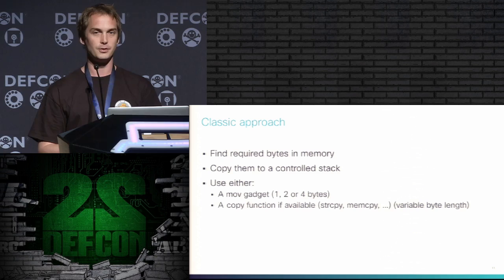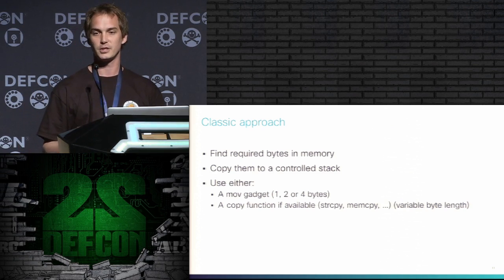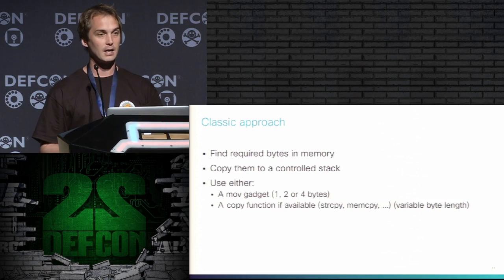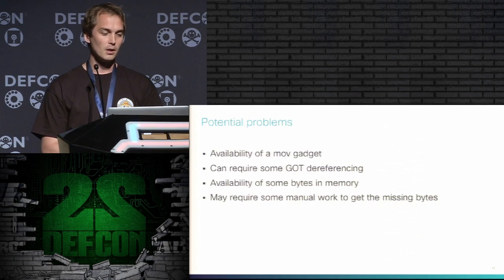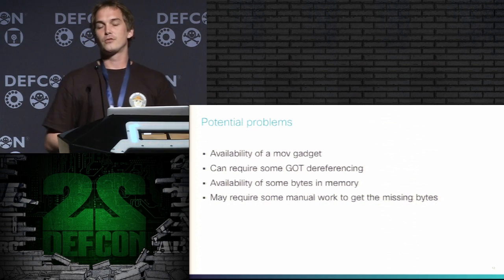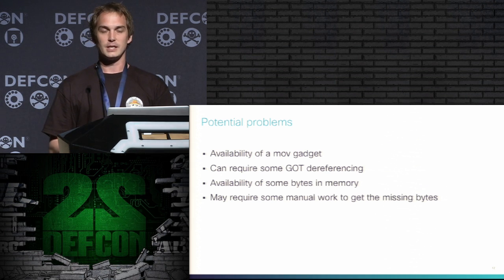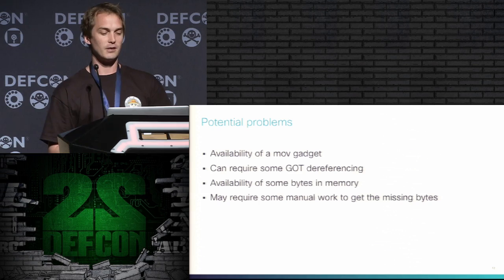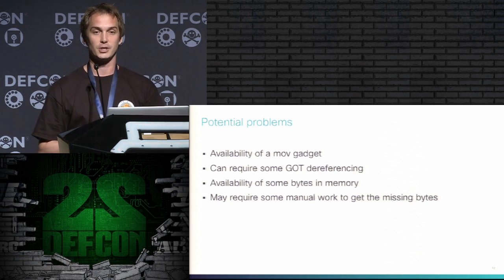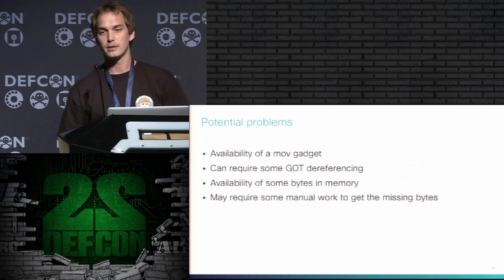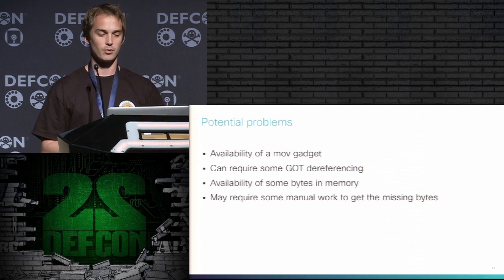To achieve that, you're going to look for a particular gadget, which is a move gadget. You're going to try to move something from a register you control to a zone in memory you control. Or you can use a bunch of functions if they are exported by the target binary, which is not always the case. So there are potential problems: you're counting on the availability of a move gadget. In the real world, you've generally got it, so in big programs it's not a problem.